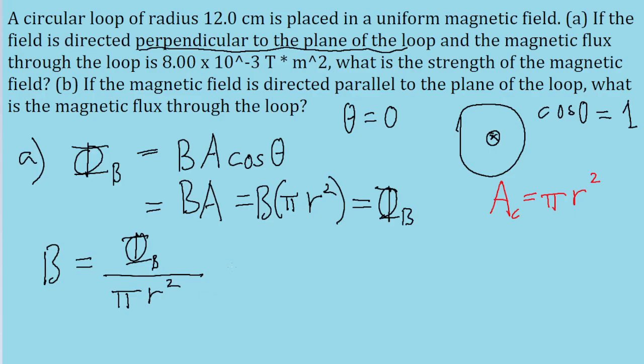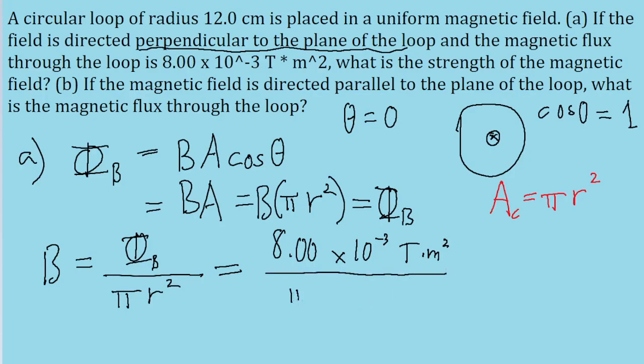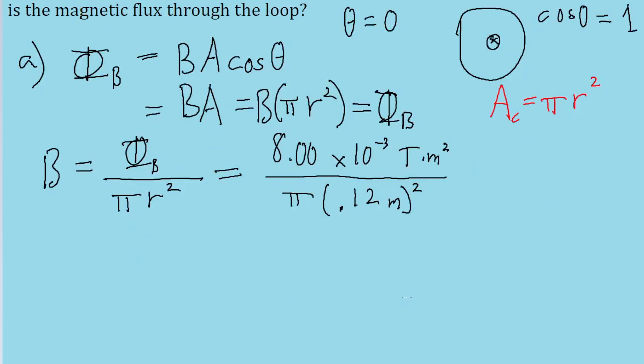So all we've got to do is plug this into our calculator and also make sure that the units check out properly. So for phi sub B, that's given to us in the problem, is 8 times 10 to the power of negative 3 Tesla meters squared. And then we divide the whole thing by pi times the square of r, which is given to us in the problem as 12 centimeters, which we'll have to convert to meters. So that's 0.12 meters. And that whole thing is squared.